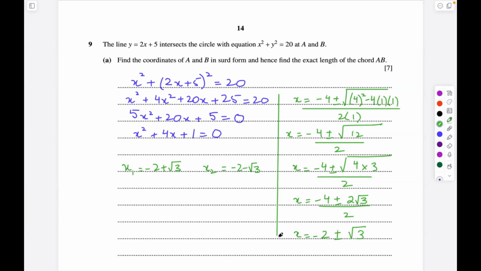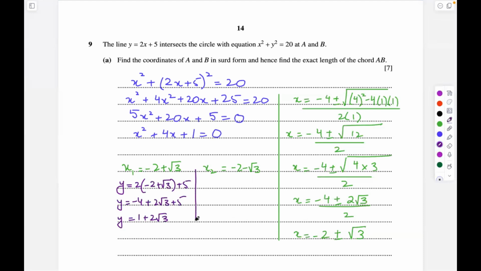Once we have the x values, we can find the y values by substituting them into the equation of the line or the circle. We'll use the equation of the line as it is simpler. Using the x1 value, y = 2(−2 + √3) + 5. Simplifying, we get −4 + 2√3 + 5, so −4 + 5 becomes 1, giving 1 + 2√3.